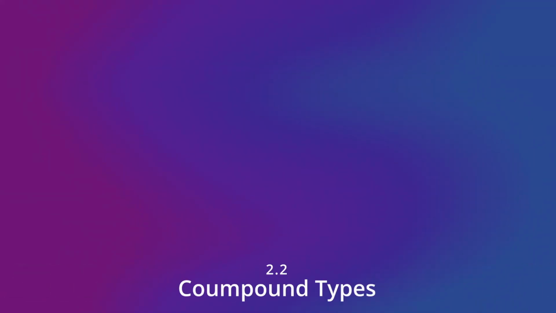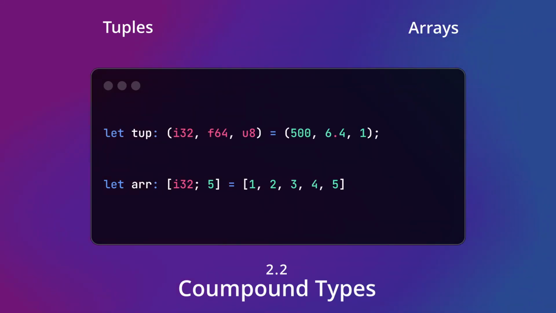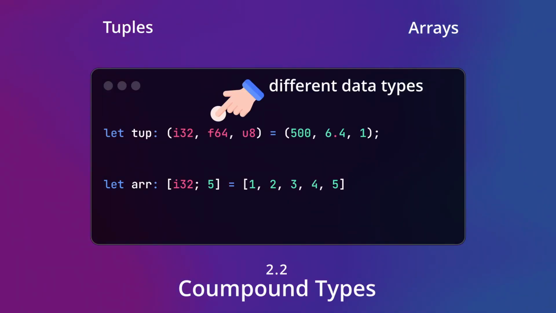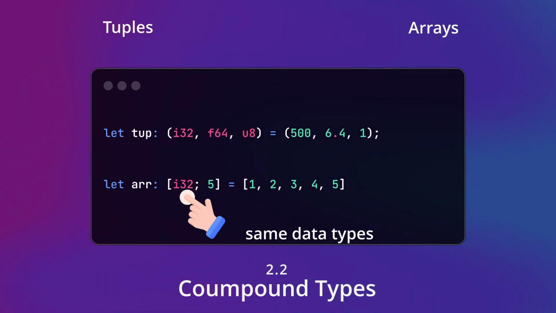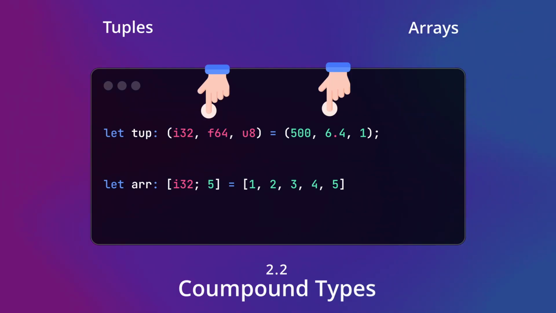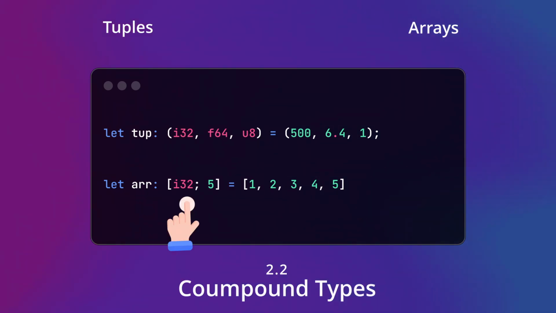Now let's move to compound types, and there are only 2 compound types, i.e. tuples and arrays. Tuples hold heterogeneous data, that is, it is a collection of different types of data, and arrays hold homogeneous data, which means that it is a collection of same type of data. To declare tuples, after the variable name, we pass data types of each element within parentheses. And to declare an array, we pass the data type of the elements and then the number of elements within brackets.